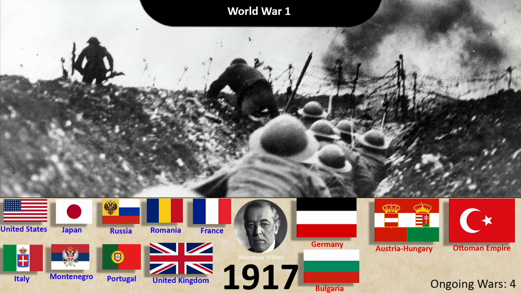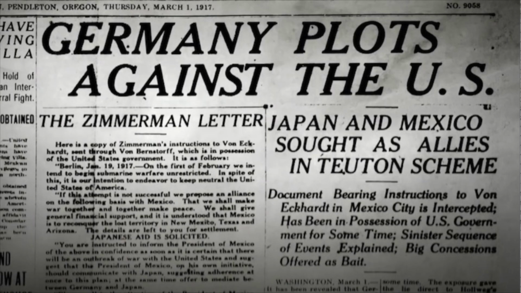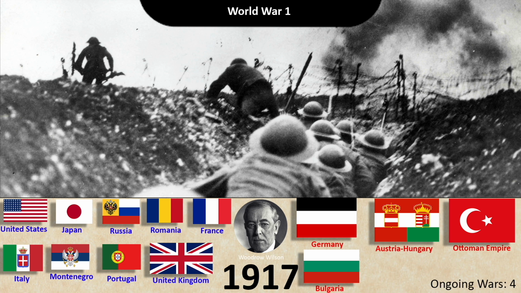And the reason for American involvement was this telegram that was intercepted, sent by Germany to Mexico, and apparently it said, Mexico, attack the United States and help us. Yeah, and then it sent the United States to war.